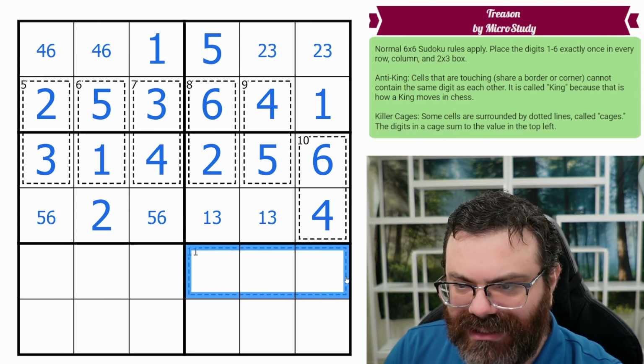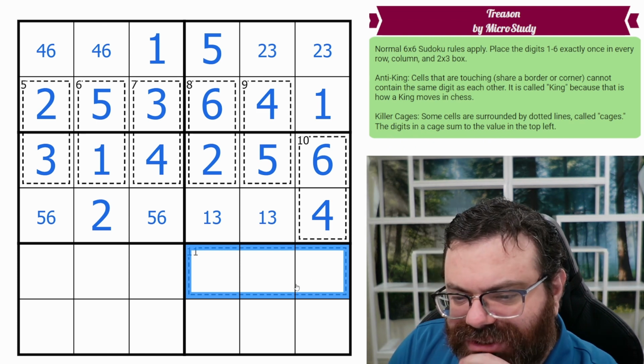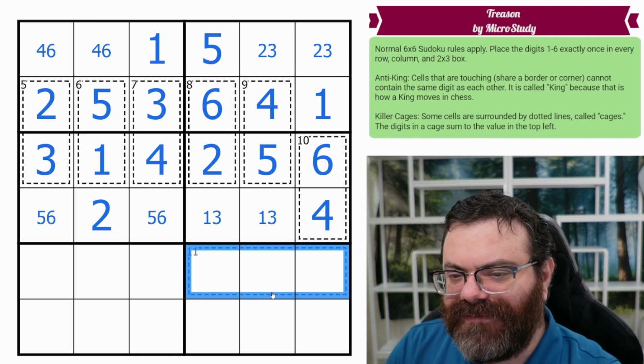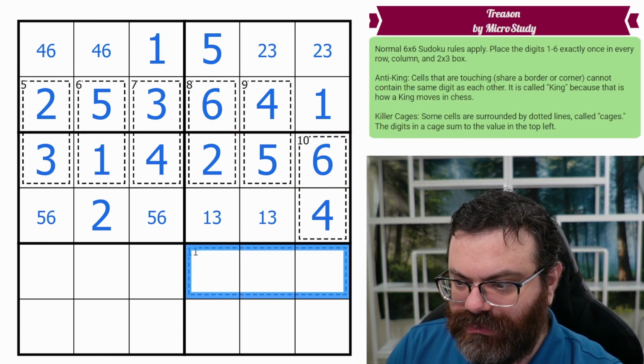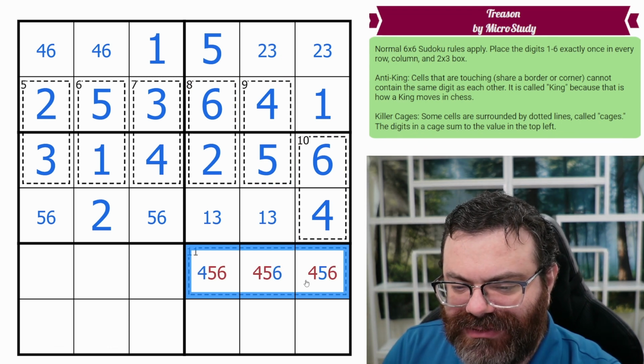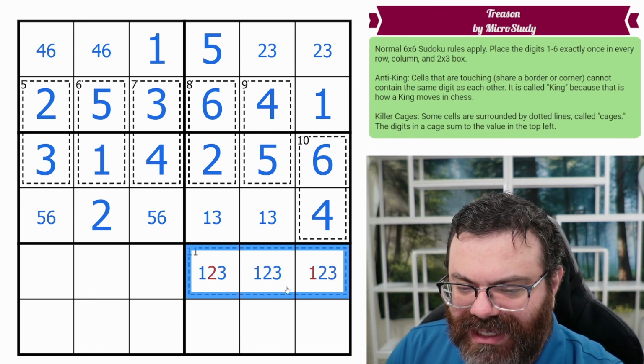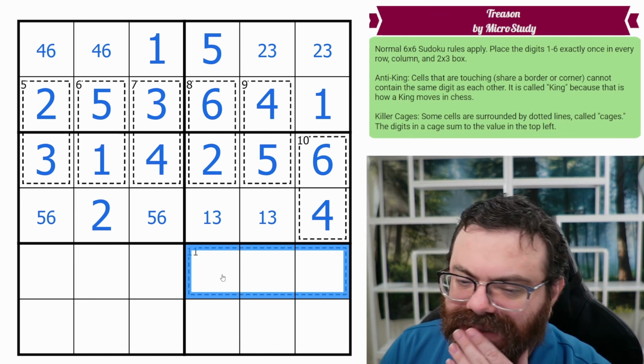Okay, let's see. Maybe this 11 cage comes into play now. I haven't thought about 11 too much. Okay, so let's think about this. 4, 5, 6 is the biggest we could put in here, and that adds to 15. And then 1, 2, 3 is the minimum, and that adds to 6. So we're kind of middling.